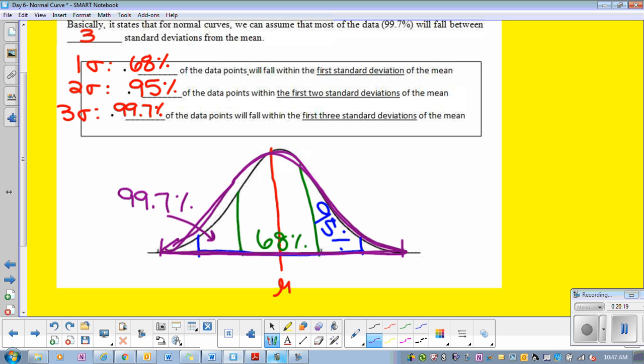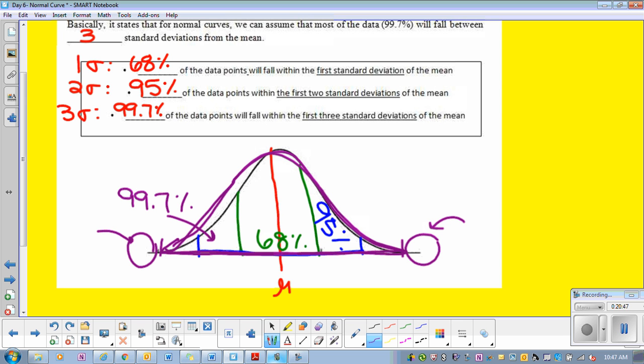Do you notice that it doesn't quite hit 100%? It's 0.3 away from being 100%, that we're leaving for these outliers here. Those are the extreme points, the super low points and the super high points. Okay? You know what else is normal?